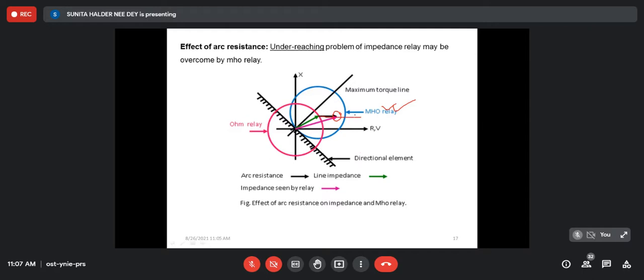If the arc resistance is too high, then the mho relay may also underreach, but the chance is lesser because arc resistance generally is not so high. So generally it may be controlled using mho relay, which was not possible using the ohm relay. So actually mho relay is very much advantageous from the point of view that it can provide the directional feature. Along with that, it can provide the protection even under arcing fault.